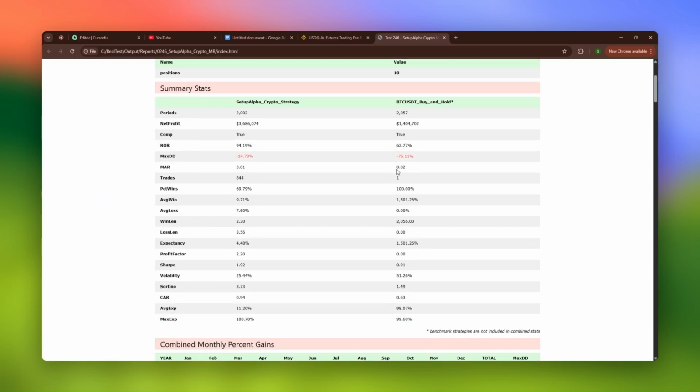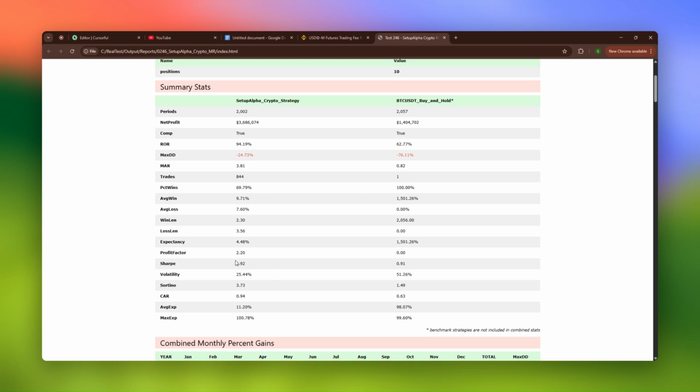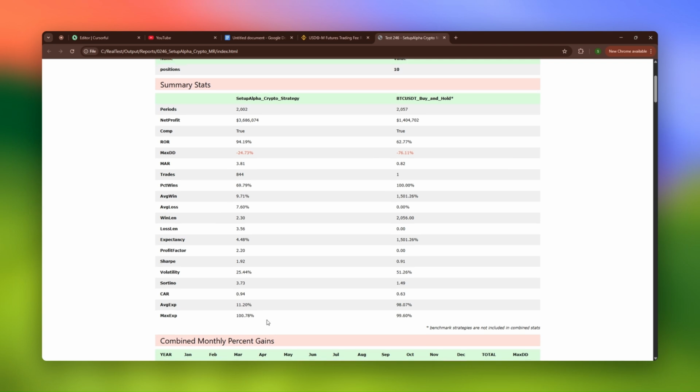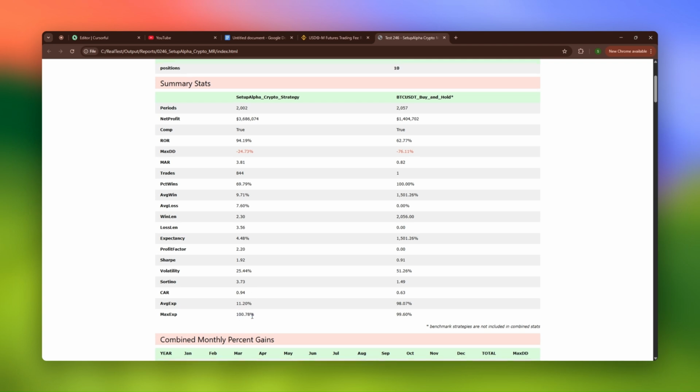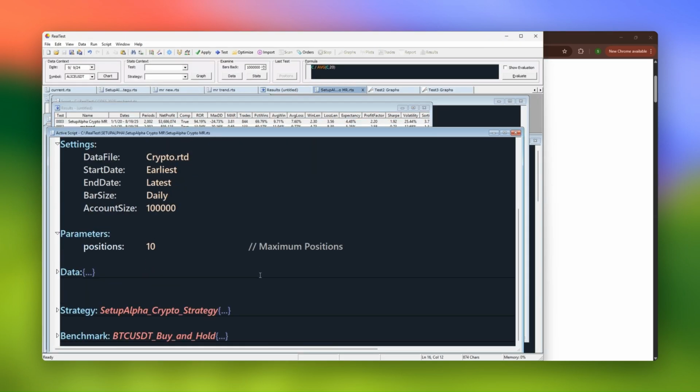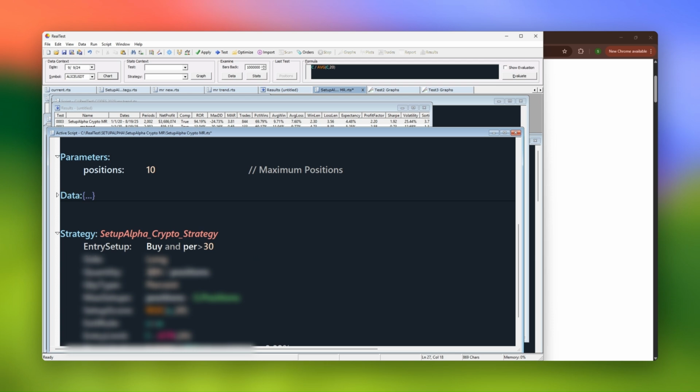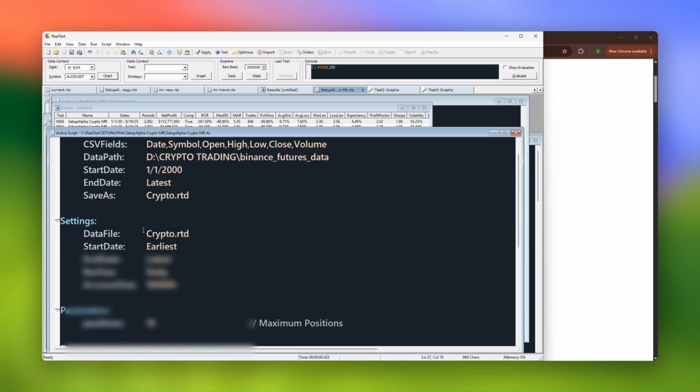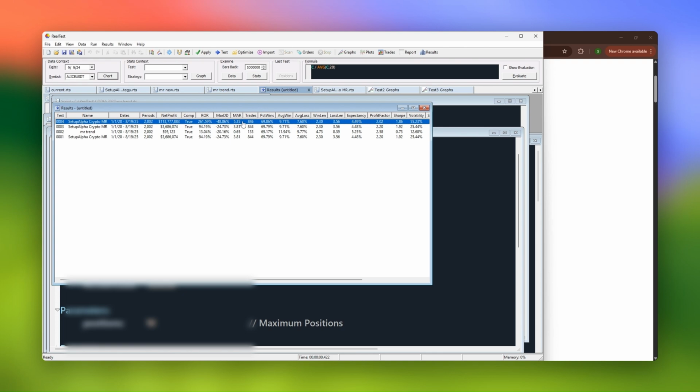So what do we have here? If we had just held Bitcoin, the max drawdown would be negative 75%. But with our strategy, it's only minus 24%. The Sharpe ratio is almost 2, which is very strong. A maximum exposure is 100%, meaning we didn't even use leverage. In crypto, you can use massive leverage, but I always build strategies without it. If it works unleveraged, leverage only amplifies.